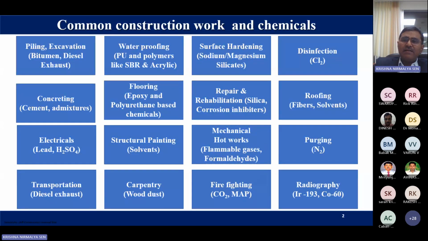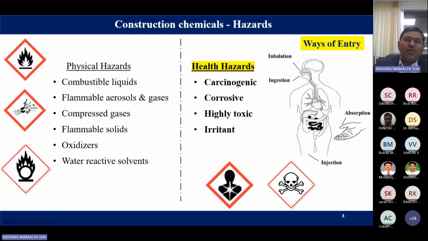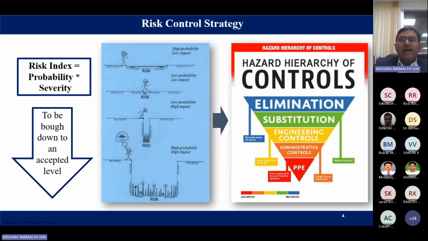So with all the specific activity-wise chemicals, we have to have the control measures, properly. Now, since I'm not going to talk much about the physical hazards, I'm going to talk primarily about the health hazards, and we can, of course, look at them in multiple ways like carcinogenic, corrosive, highly toxic, irritants, etc. As I come from an engineering background, we primarily use this hierarchy of control: elimination, substitution, engineering control, administrative control, and PPE.